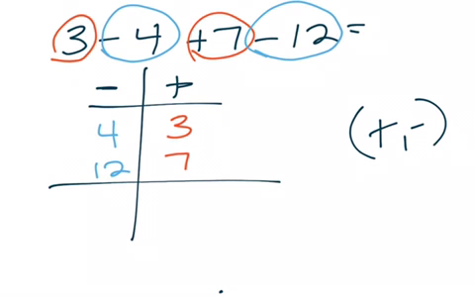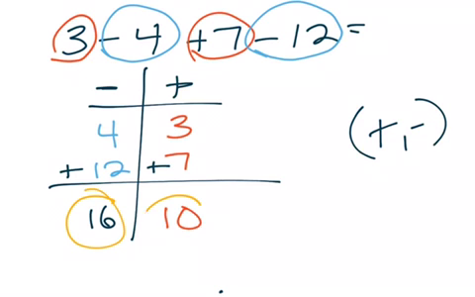Okay, what we do now is we add them up. So I have 4 plus 12, that gives me 16. And I have 3 plus 7, which gives me 10. Okay, now one of the rules for integers is we look at opposite sides of the chart. So I have a negative 16 and I have a positive 10.